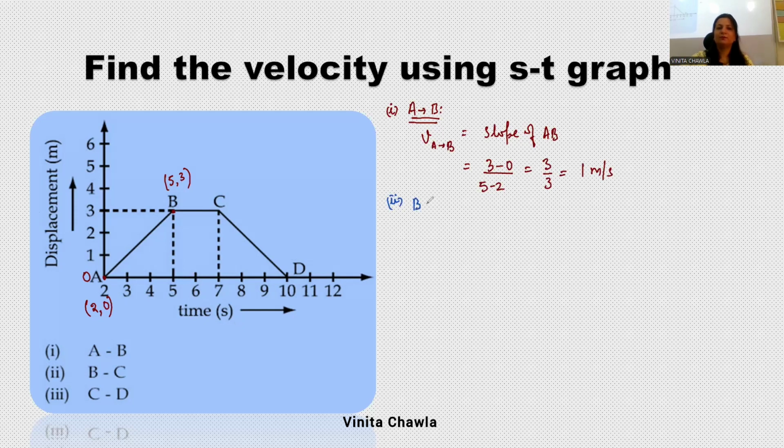From B to C, the velocity is the slope of BC. For this, again, we will find any two points on BC. So let's take B and C only. The coordinates of C are 7, 3. Now find the slope: 3 minus 3 upon 7 minus 5. It is 0 by 2, so 0 meters per second.